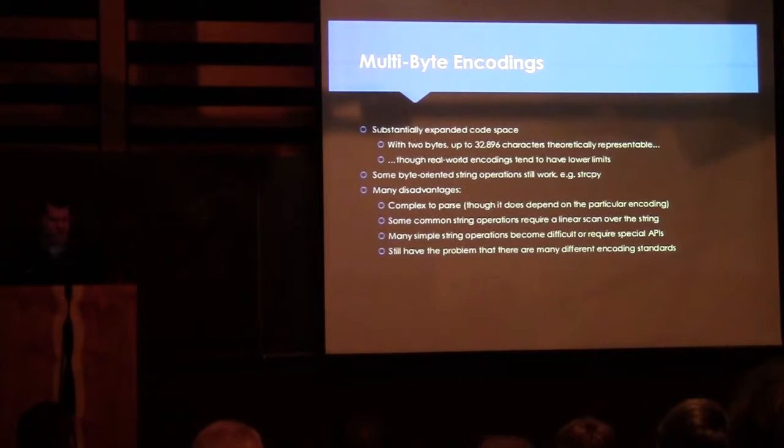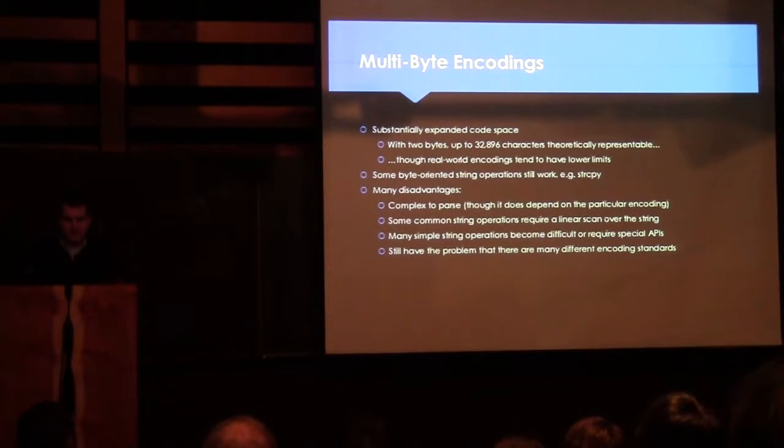So on the bright side, there's a substantially expanded code space. You can represent a bit over 32,000 characters, though generally, like in the Shift-JIS encoding, it was fewer because of the way the encoding was designed. Some byte-oriented string operations, so strcpy will still work to copy a full string, or operations that do something similar. But there's a bunch of disadvantages.